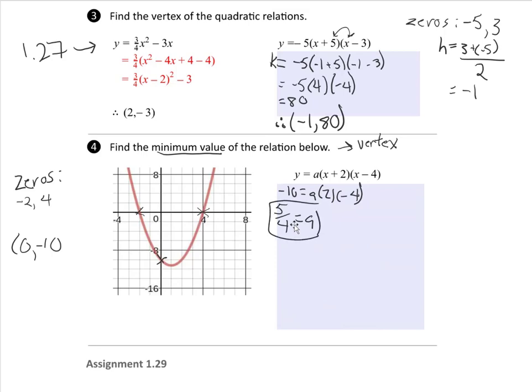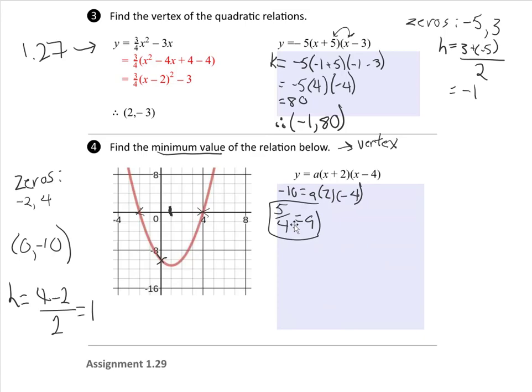There we go. So we're off to a great start. And then we need to determine our h value. Because we know our zeros, we can figure out h. Over on the left I'm going to write h equals 4 minus 2 over 2, which means that it's going to equal 1. So our 1 here is the x value of our vertex.